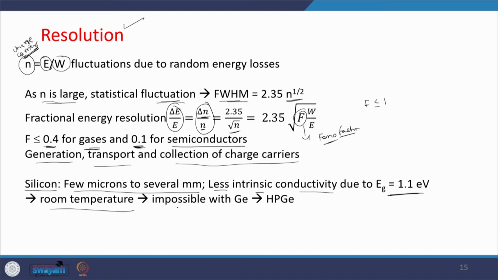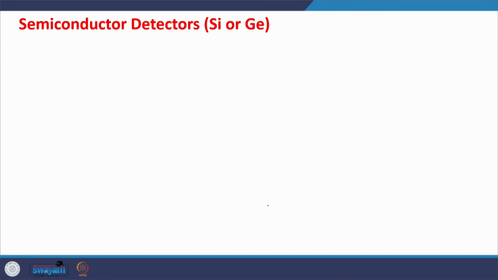Okay. So, which is not possible with the germanium because of its less band gap. That is why it is important to cool the detector with liquid nitrogen. So, that is the reason we go for high purity germanium detectors. Okay. So, let us discuss more about the semiconductor detectors.